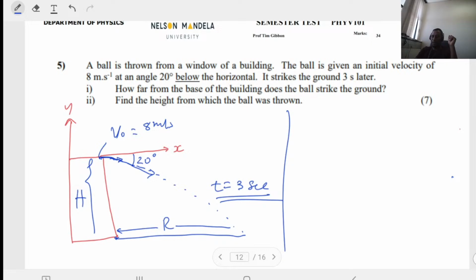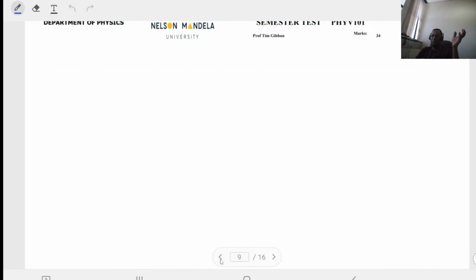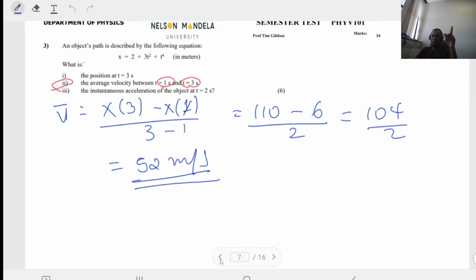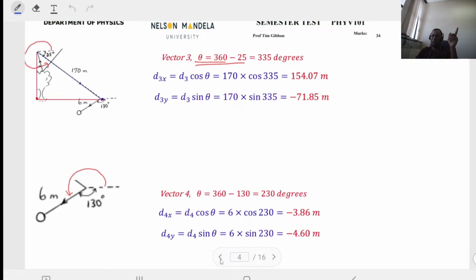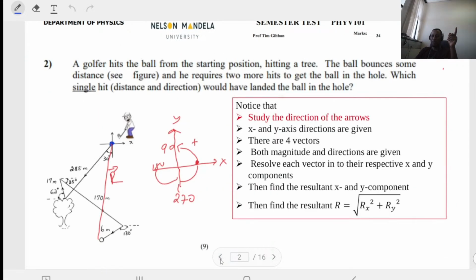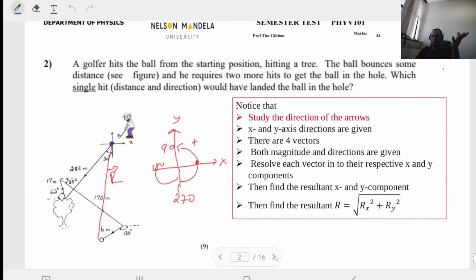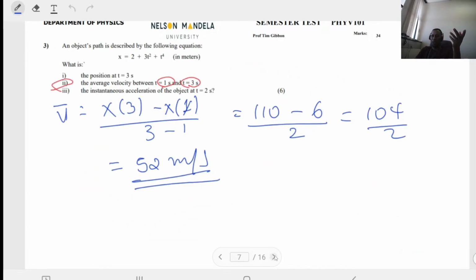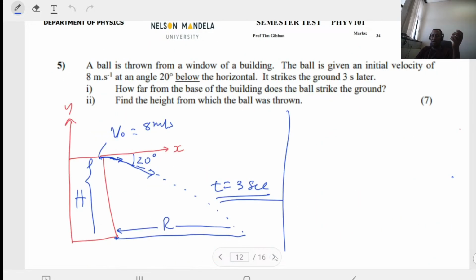You see, if I put you a bit back, question number 3 and question number 4 are actually motion along one dimension. Question number 2 is a vector. Question number 1 is from unit 1, that's all about vectors. Question number 4 is also motion in one dimension. Now this one is motion in 2 dimensions.